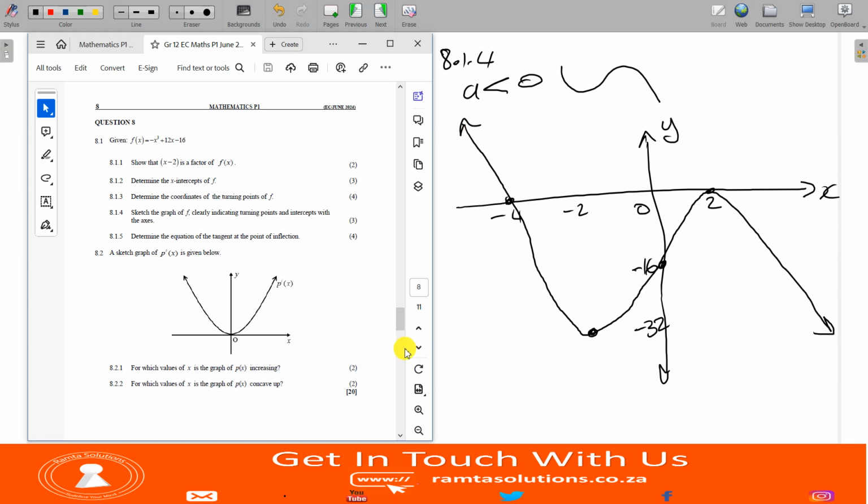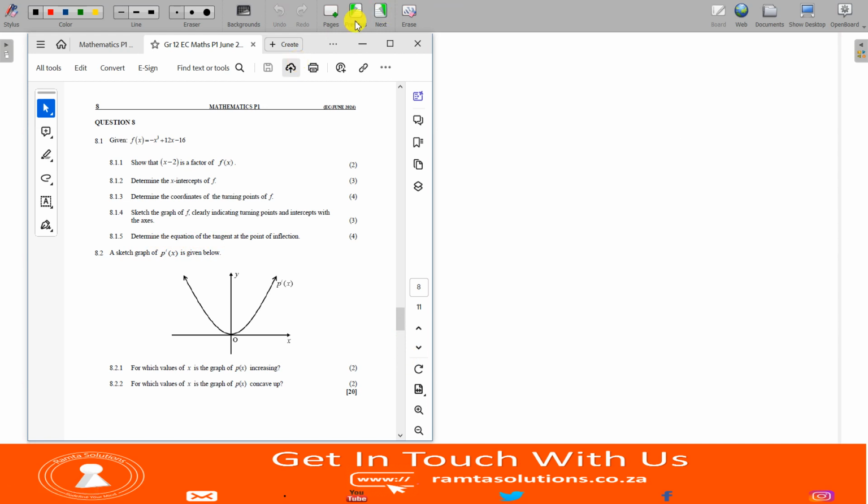Now, determine the equation of the tangent to the point of inflection. So they say the equation of the tangent. Did you hear this? The equation of the tangent at the point of inflection. So we need to know what the point of inflection is. In order for us to know the point of inflection, we are going to 8.1.5. It'll be f double prime of x.